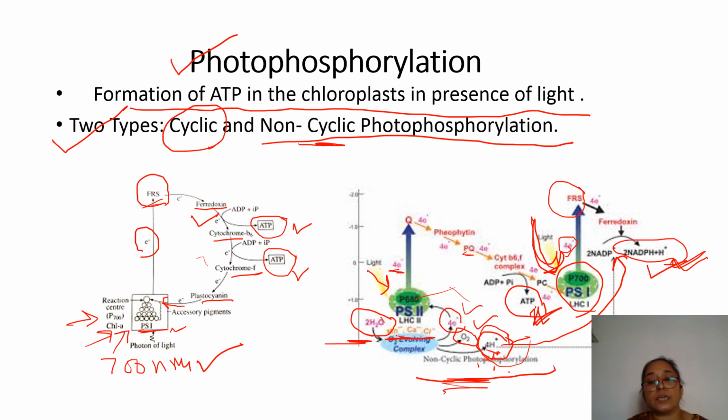So here also the ATP formation takes place. In the case of the cyclic also ATP production takes place. So this is all about the photophosphorylation.